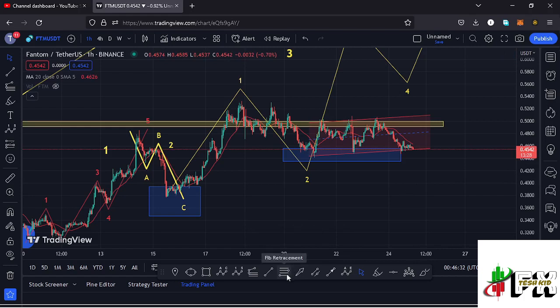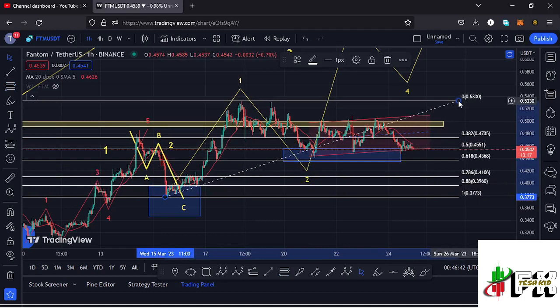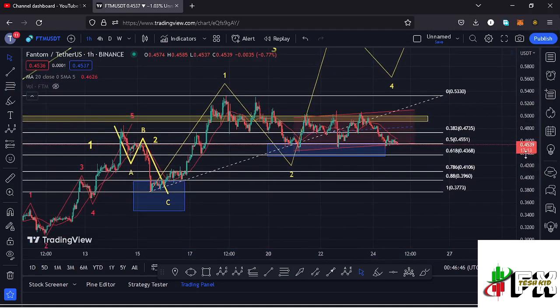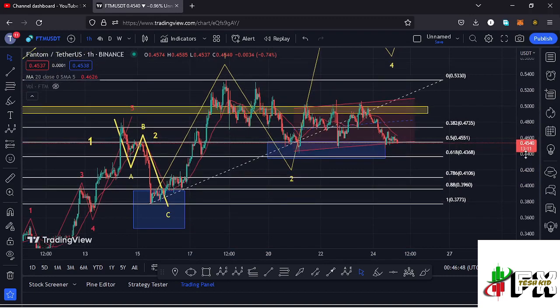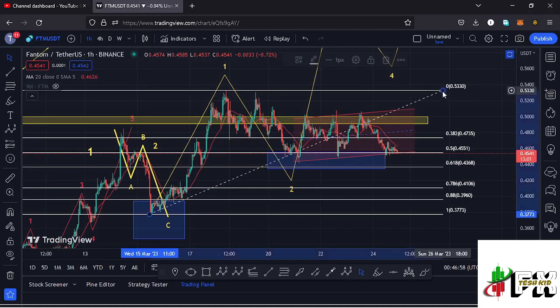And I was able to come up with the minimum retrace in the formation of this wave 2 by connecting the Fibonacci from the low of the first wave to the high of that wave 1, which gave me a minimum retracement area between the fib level 0.5 and the fib level 0.618, which is a target area that lies between the $0.4551 mark and the $0.4368 mark, and it is within this target area that I'm expecting Fantom to continue holding within for us to say that we are still in the formation of this wave 2.